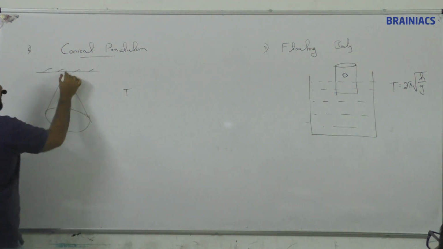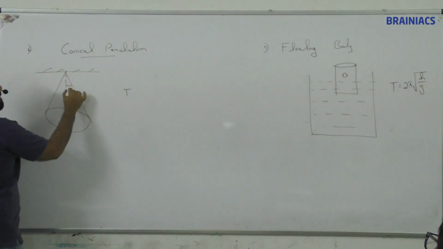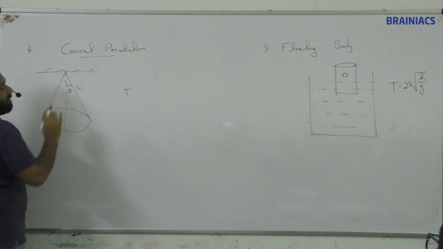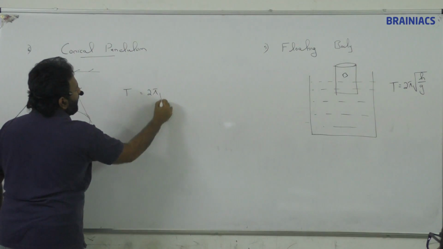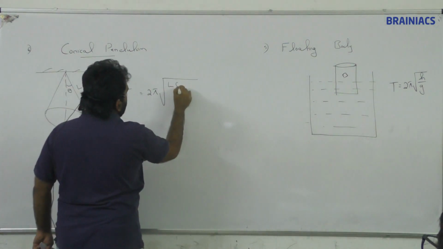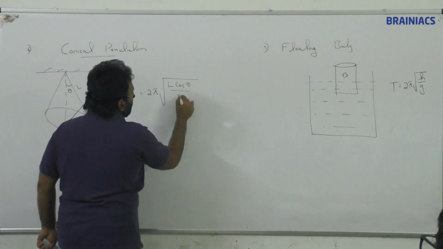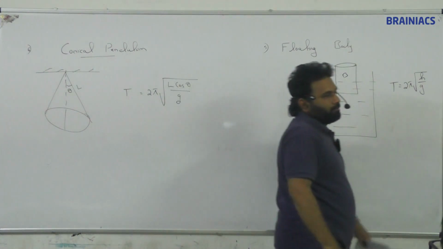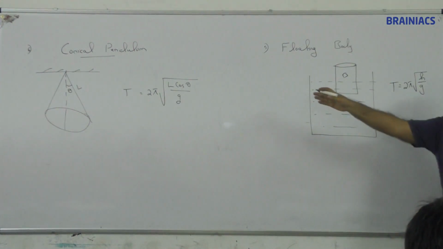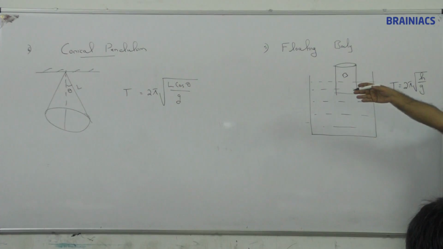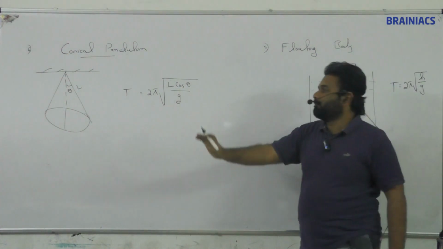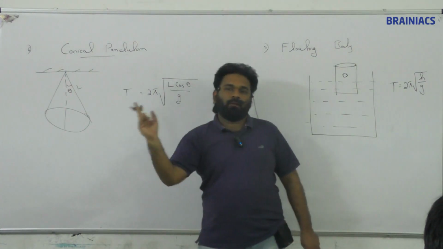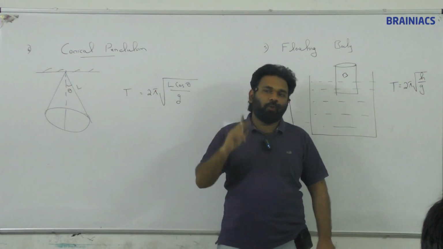So suppose this is theta and this is L, then T is equal to 2 pi into root of L cos theta divided by g. Actually, we have taken this till now. This time we are going to take the vertical height, so that will become L cos theta. So this will be moving like this, a conical pendulum.